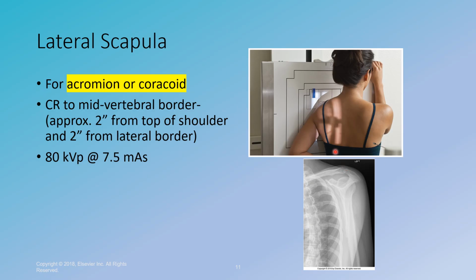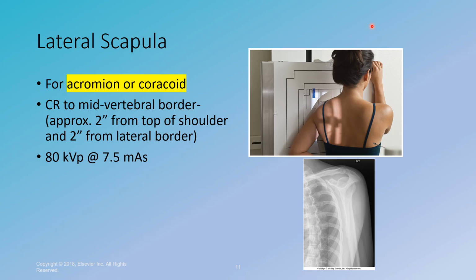So this is figure 5.104 on page 207, and this is figure 5.105. Central ray is the same, 2 inches from the top of the shoulder and 2 from the lateral border. And again, your technique is 80 kVp at 7.5 mAs. Both of these laterals and the AP are done in a 10 by 12 portrait. You're suspending respiration for this particular image.